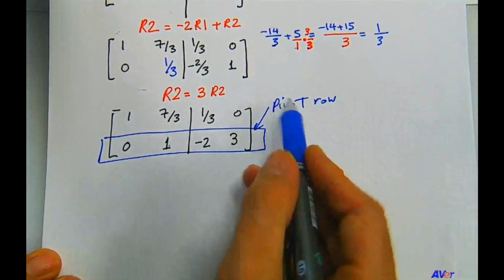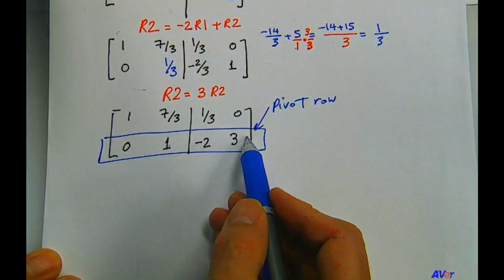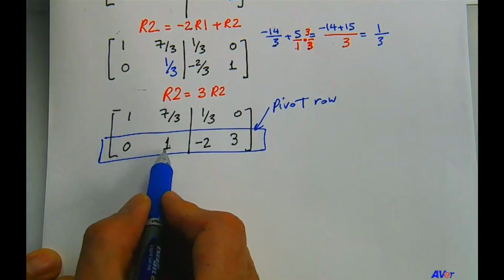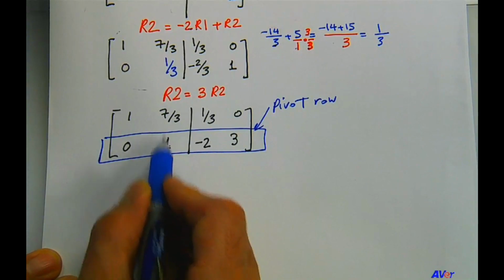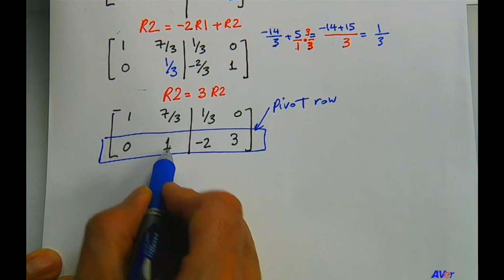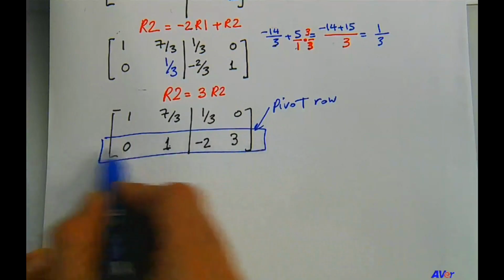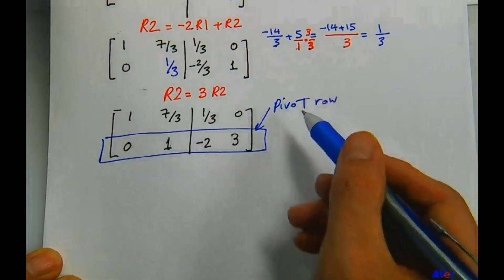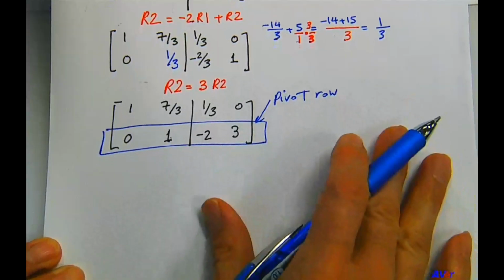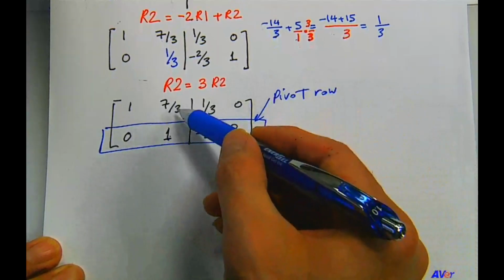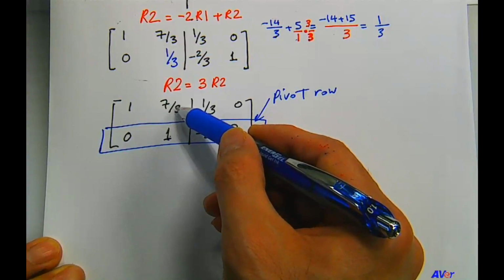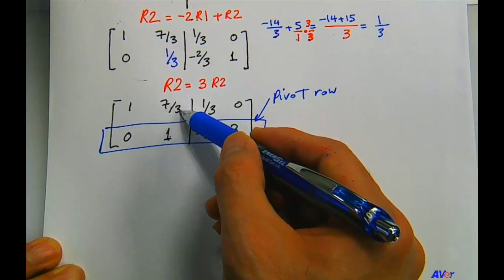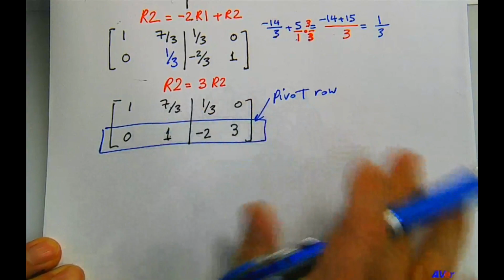So the second row is the pivot row, because we have just gotten the diagonal 1 for the second column, and that diagonal 1 is in row 2. So that makes the second row the pivot row. What is the significance of that? It's significant because in order to convert 7/3 to 0, we need to use the pivot row. So let's do that.